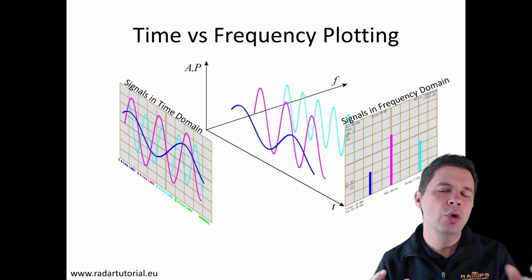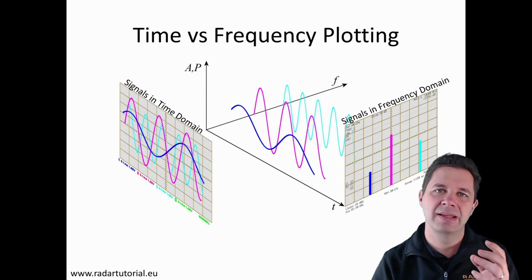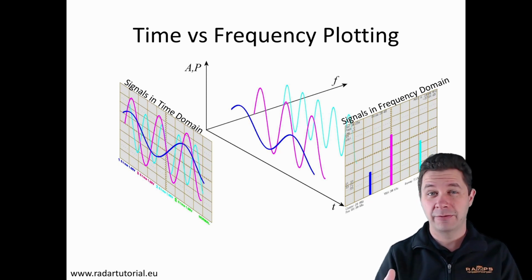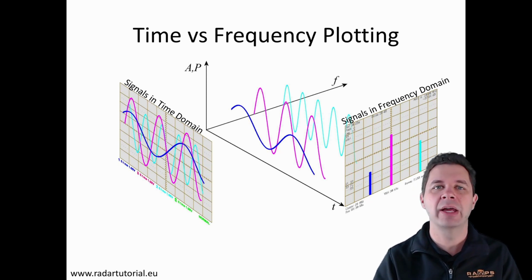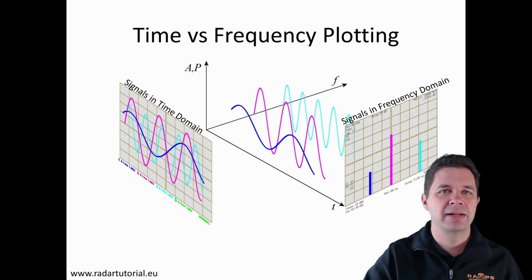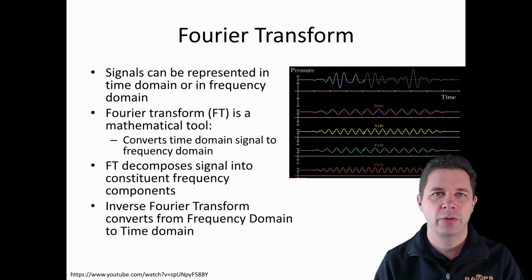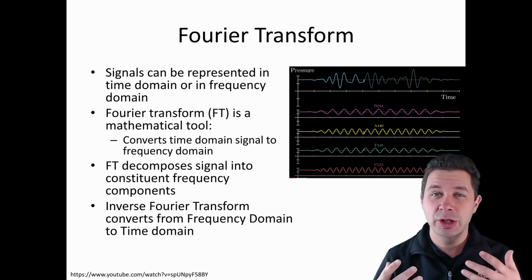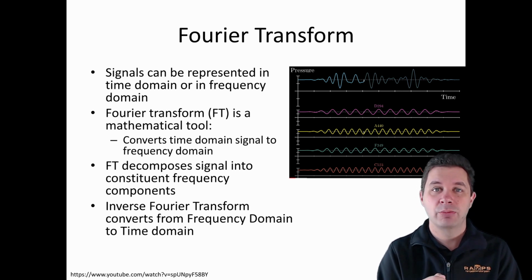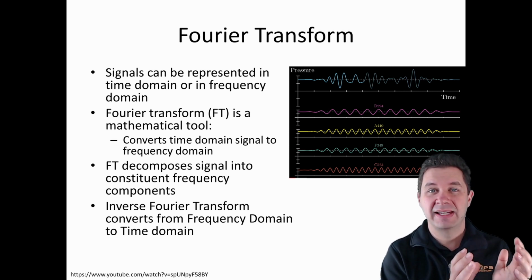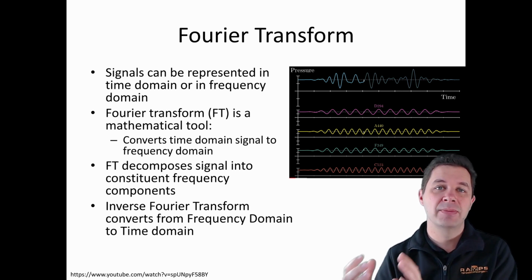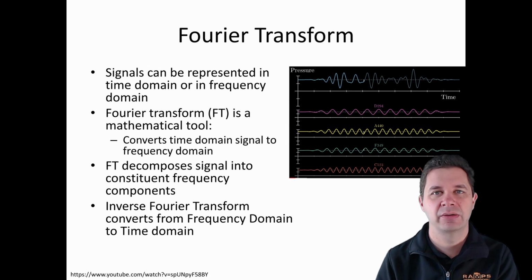And we can actually move from one of these domains to the other. We can move from the time domain to the frequency domain, and then go back again from the frequency domain to the time domain. The way we do it is something called the Fourier transform. The Fourier transform is essentially a mathematical transform that allows us to take our time domain signal and represent it as a frequency domain signal.